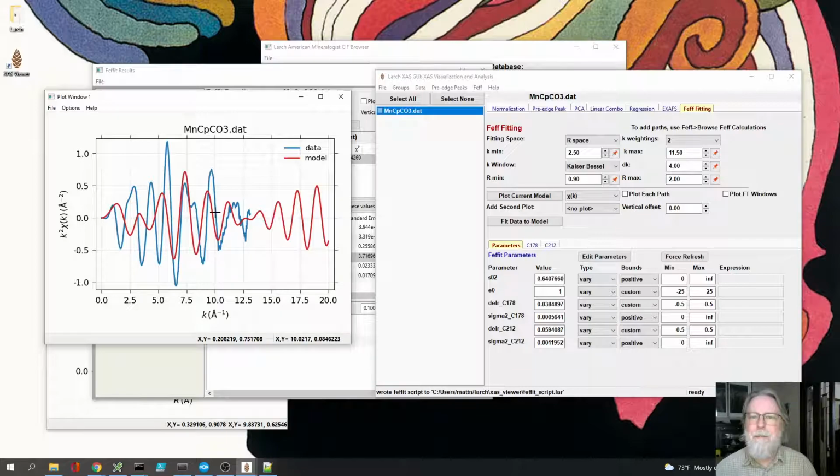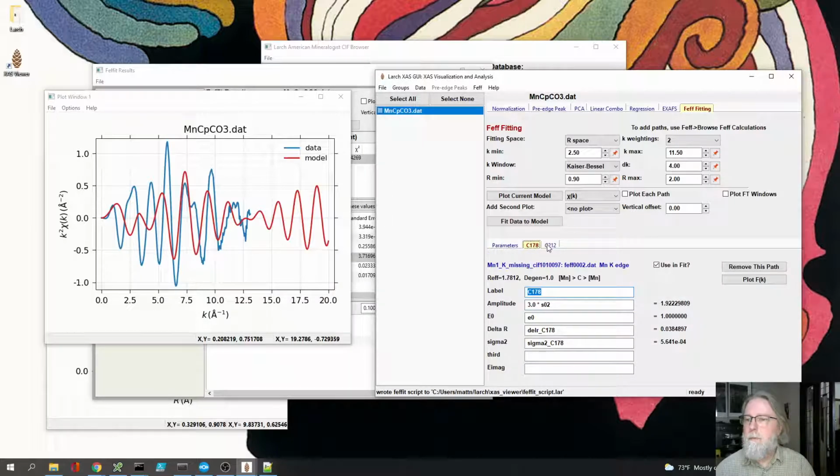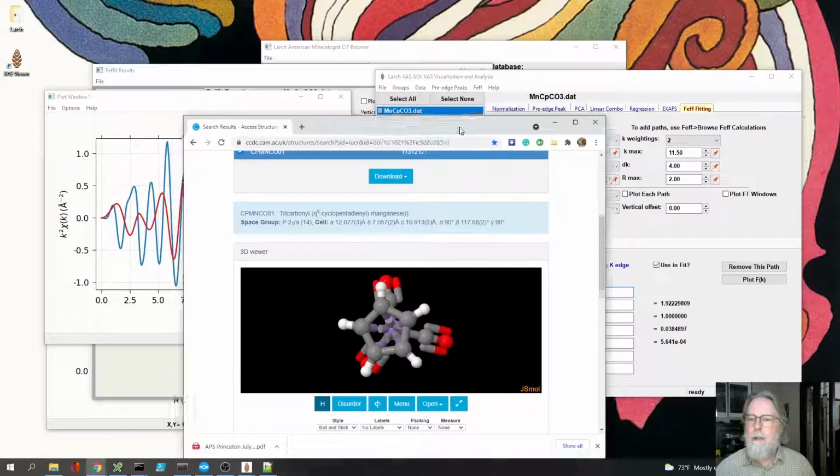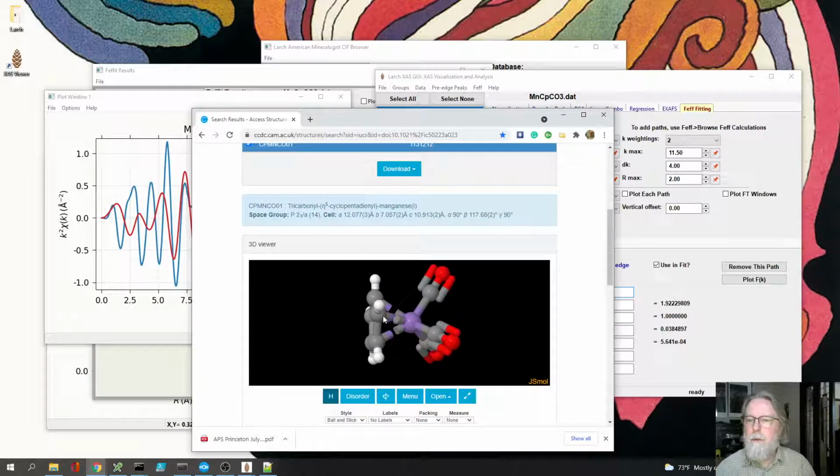We have this data, but also something looks like it must not be quite right with this set of parameters. And the issue is really that we didn't include the multiple scattering. So in our model, while putting this back, we included the manganese, the purple manganese, to the close carbon.